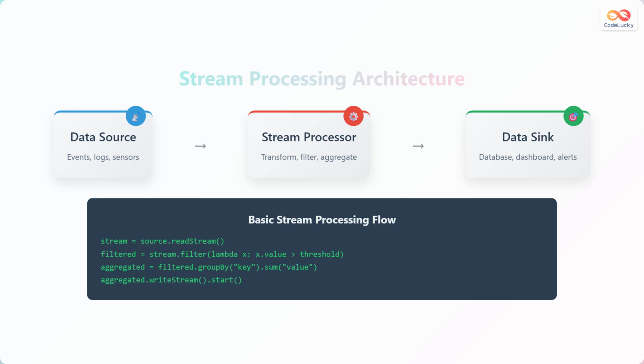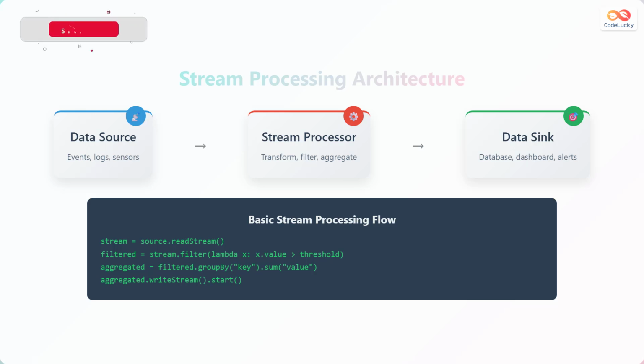Let's break down the stream processing architecture. It starts with a data source, which could be events, logs, or sensor data. Then data flows to a stream processor, where it's transformed, filtered, and aggregated. Finally, the processed data arrives at a data sink, such as a database, dashboard, or alerting system.